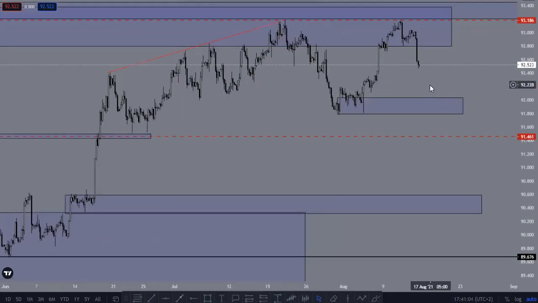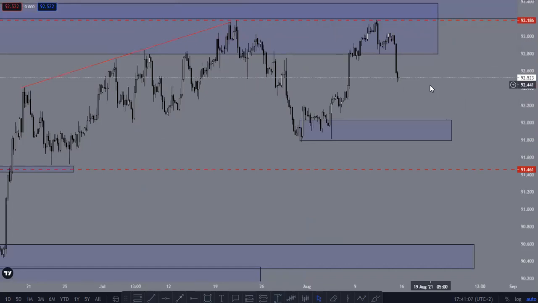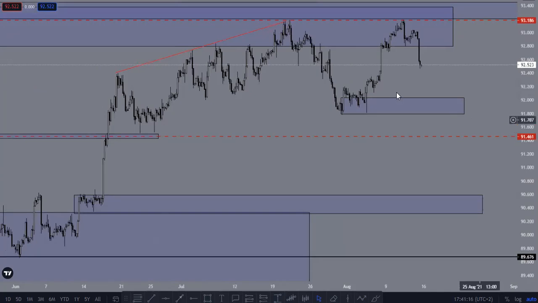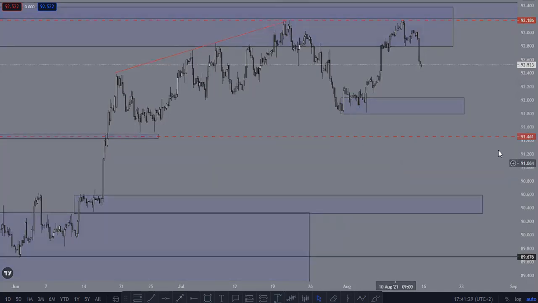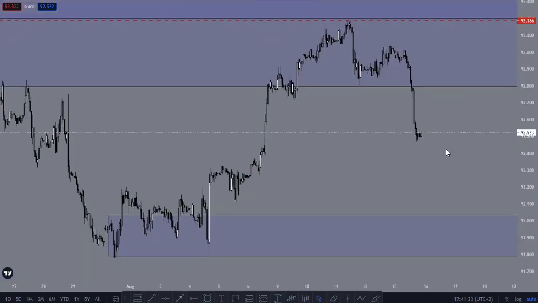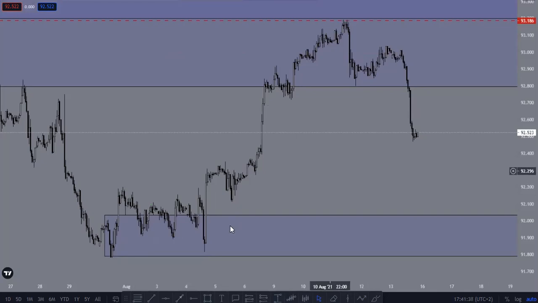I know that based on our higher time frame analysis, we see that we have so much order flow going to the upside, but it doesn't mean that we don't want to utilize the opportunity going down. So I'm just going to drill down to a low 1 hour time frame. So here is our 1 hour time frame.